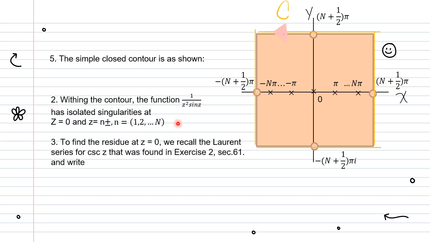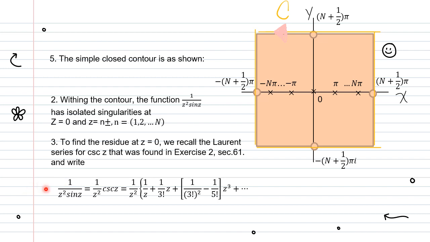So to find, in this case, the residue at z equals 0, we use the Laurent series for the cosecant, the cosecant of z that was found in this exercise specifically. So we find that here we have this expression all along, and according to this, the modulus of z has to be between 0 and pi. My bad. So this is the expression that we get from that.